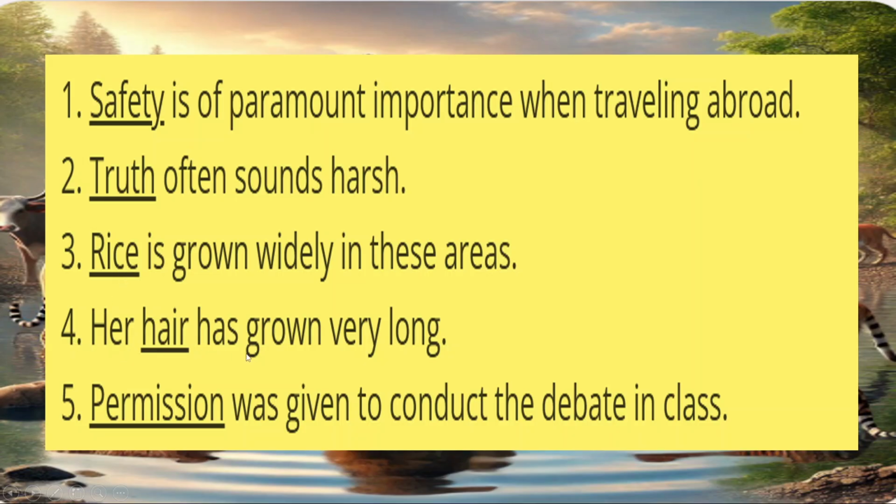Fourth one: Her hair has grown very long. Hair means not only one hair. So many hairs, you cannot count it, so it is uncountable. Even though there are many hairs in hair, it is considered singular only. Has is used here because it is considered singular. Fifth one: Permission was given to conduct the debate in class. Permission is uncountable. Was is singular. No articles here.